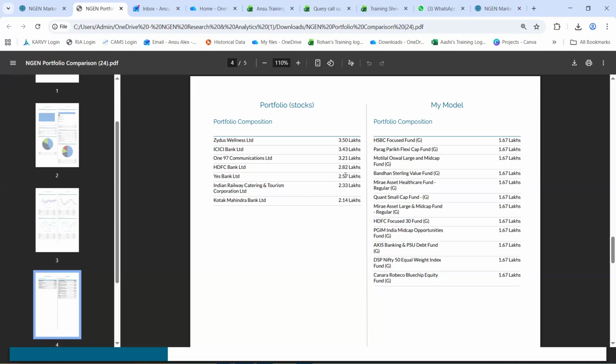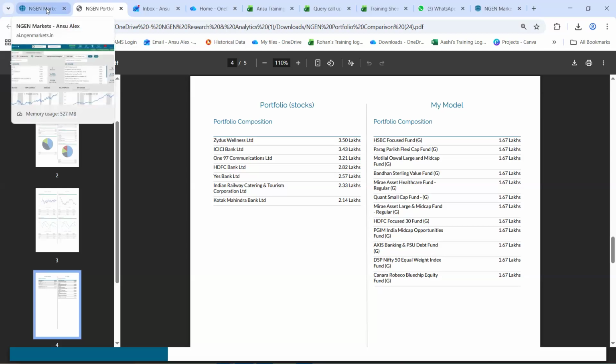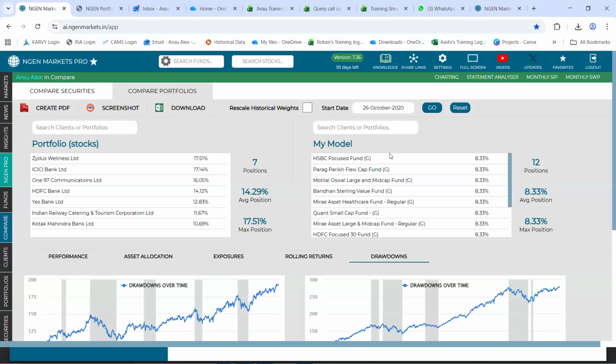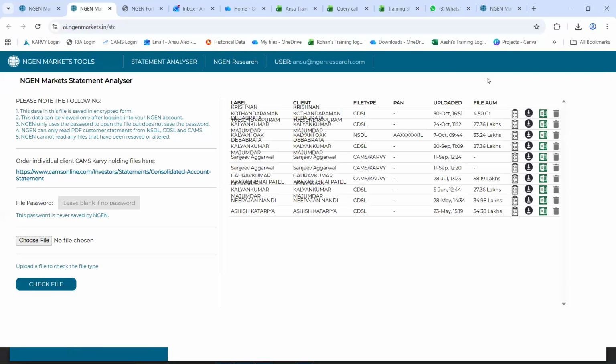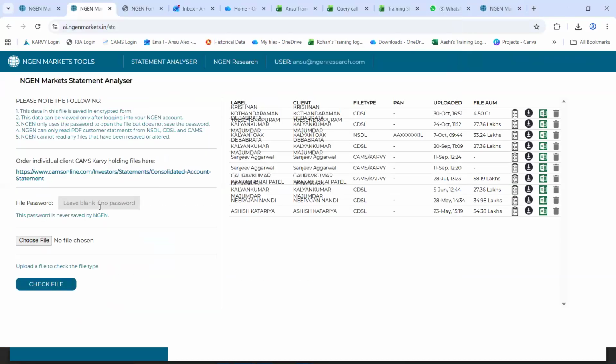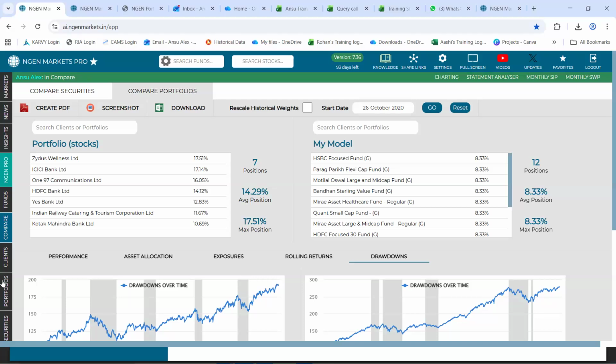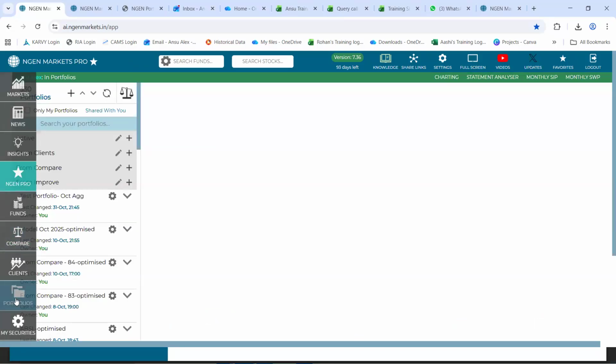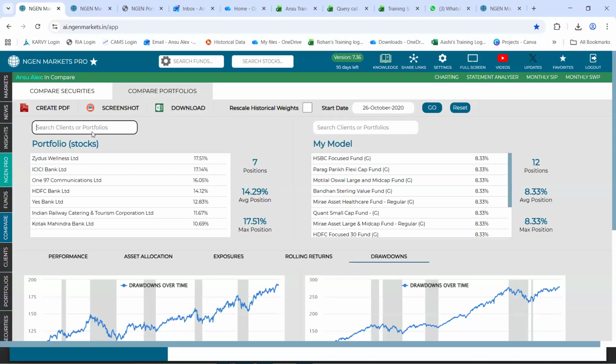Now, this was a comparison that we did for a stocks portfolio against an MF portfolio. Let's say you also have a prospect client whose portfolio you wish to analyze as well. You can anytime use our statement analyzer feature, wherein you have an option to upload ECAS files. From this choose file section, select your respective ECAS files. Once that has been updated into the system, you can simply go to this engine markets page, upload the portfolio in this portfolio section, the ECAS portfolio. Once it has gotten uploaded, in a similar way, you can load it towards this left once you have your model portfolio ready with you.